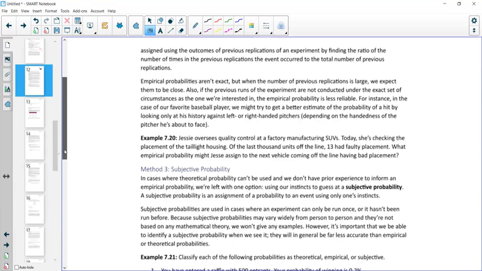For instance, in the case of our favorite baseball player, we might try to get a better estimate of the probability of a hit by looking only at his history against left or right-handed pitchers, depending on the handedness of the pitcher he's about to face.